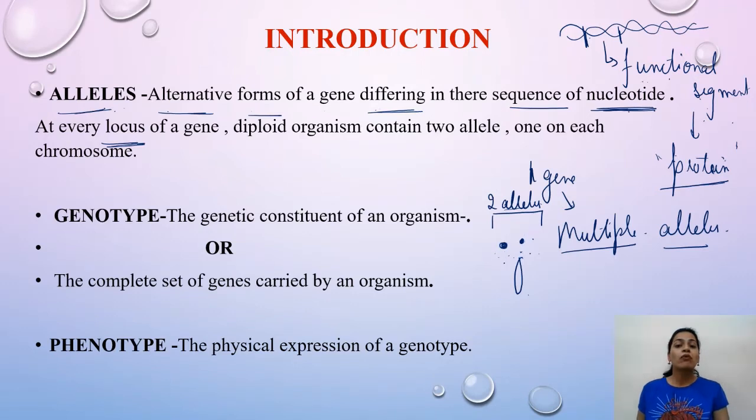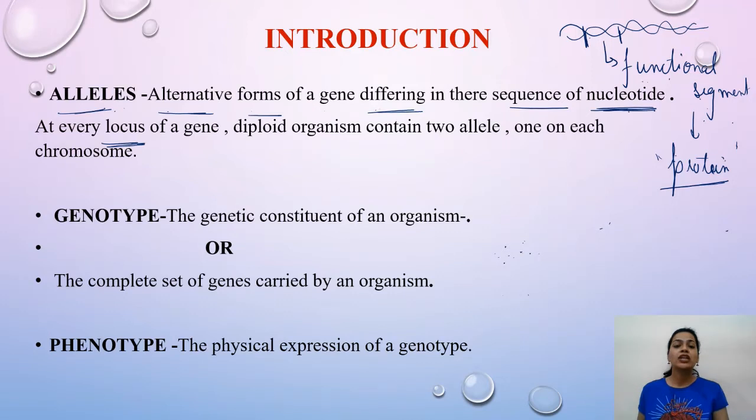Let me clear the screen a little bit. Now we'll move further. What is a genotype? The genetic constituent of an organism, or the complete set of genes carried by an organism, is said to be its genotype.